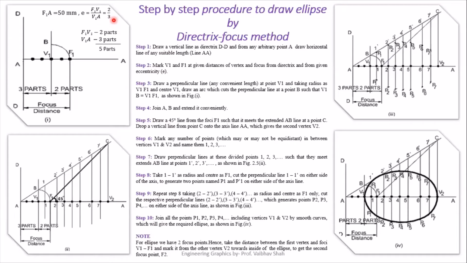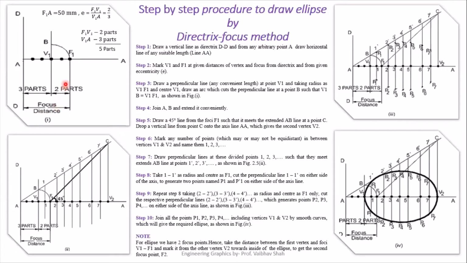Now let us start. First you will draw one vertical random line of any suitable length. After that you will identify any point A and draw one horizontal axis AA. After that, we'll identify this distance which is given as F1A, which is the focal distance from your Directrix, which is 50 in this case. So let us draw your 50 distance and mark this point F1. This is your point F1, which is at the focal distance from your Directrix.